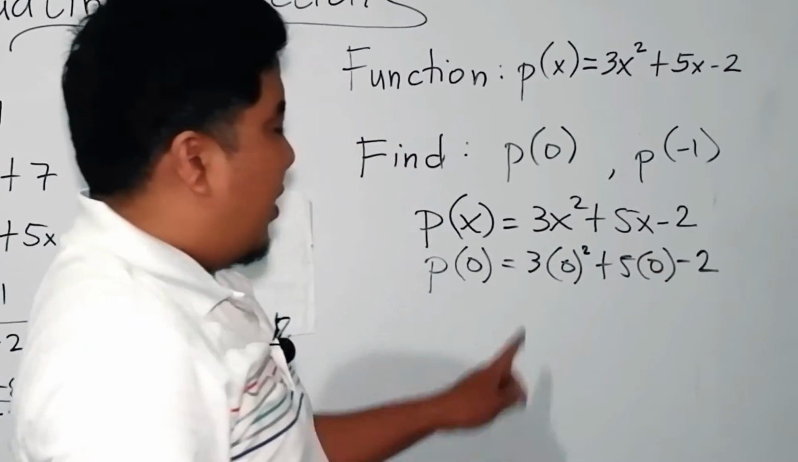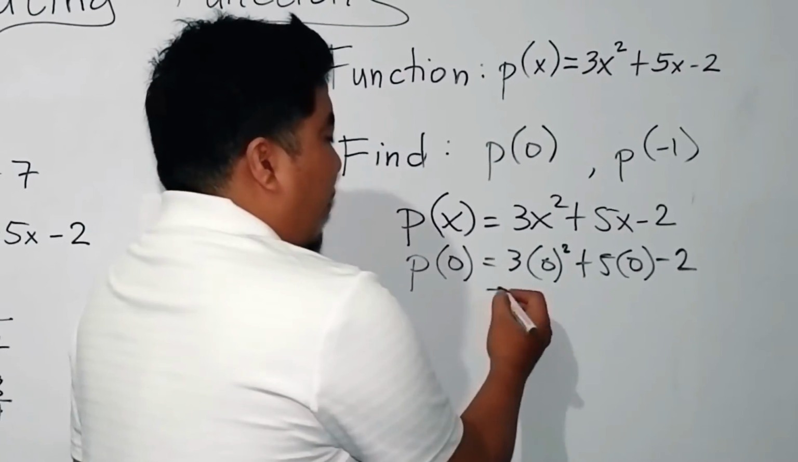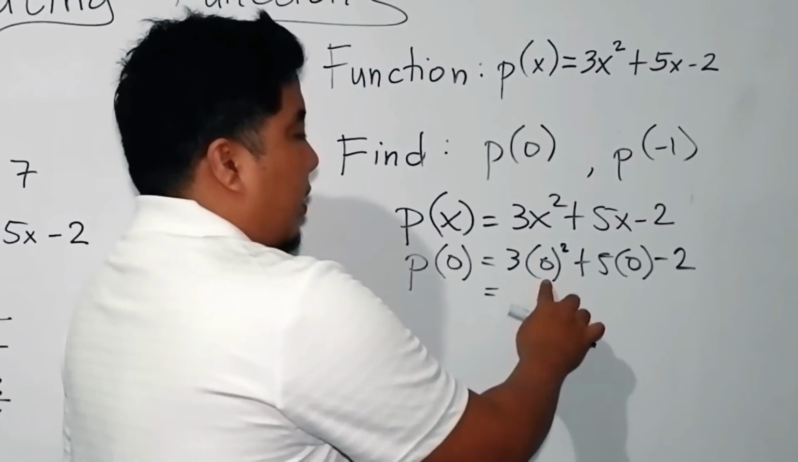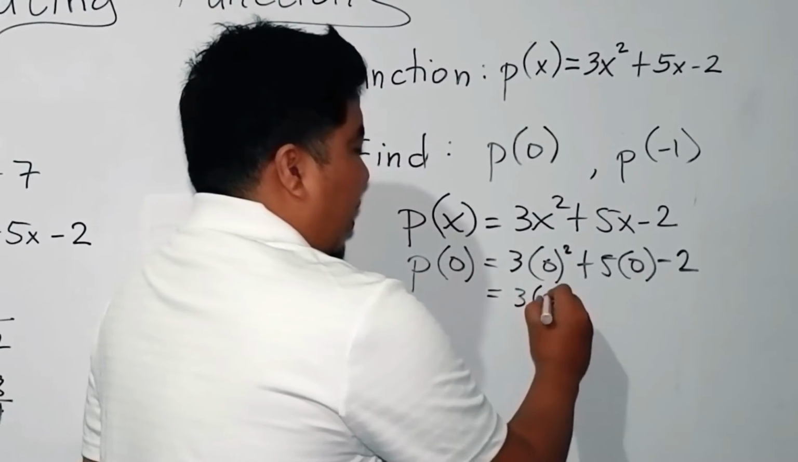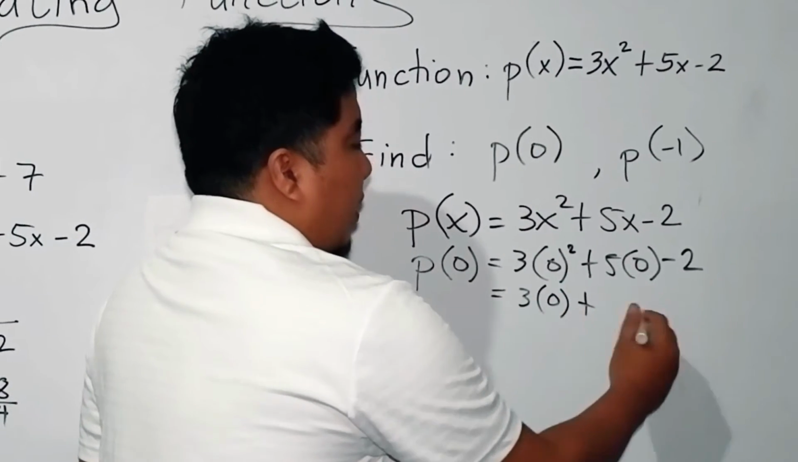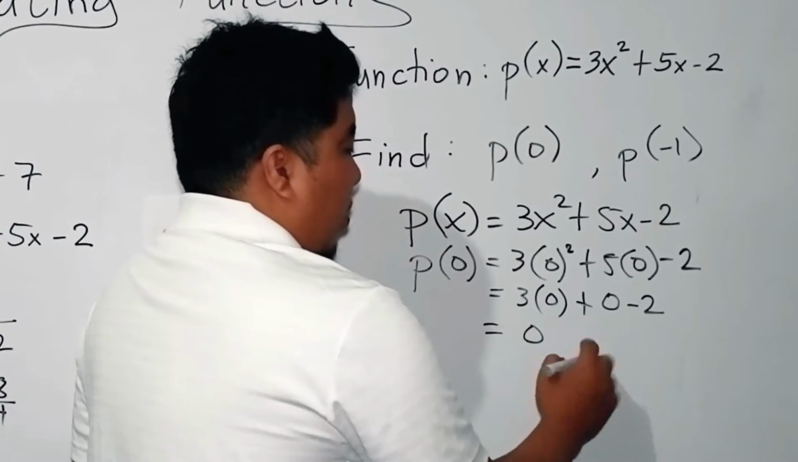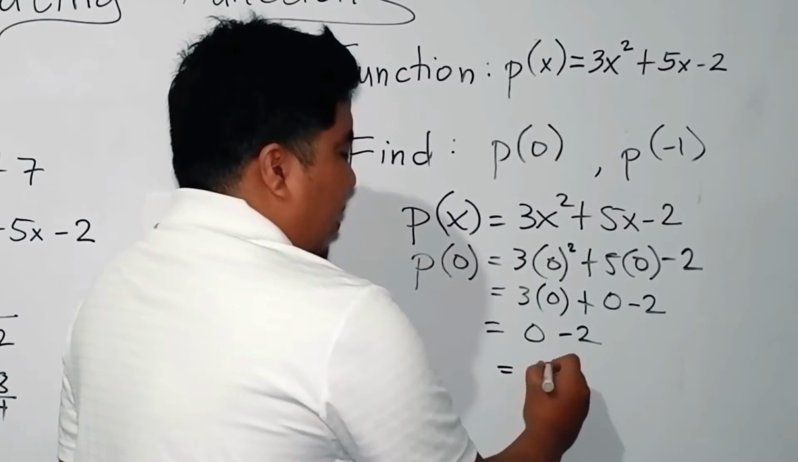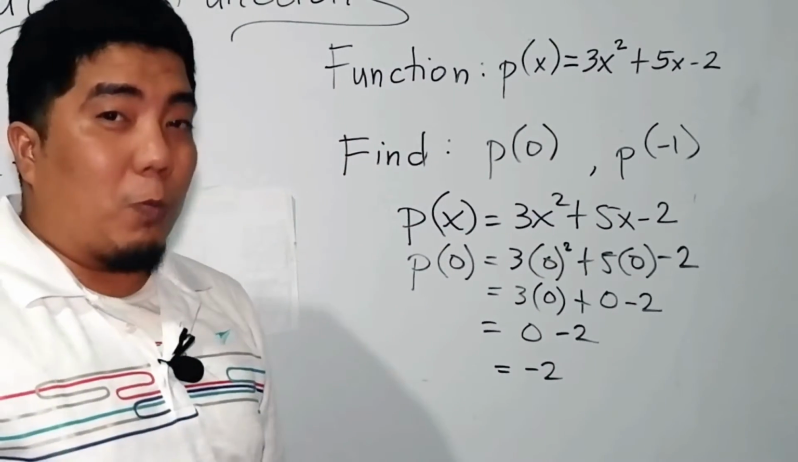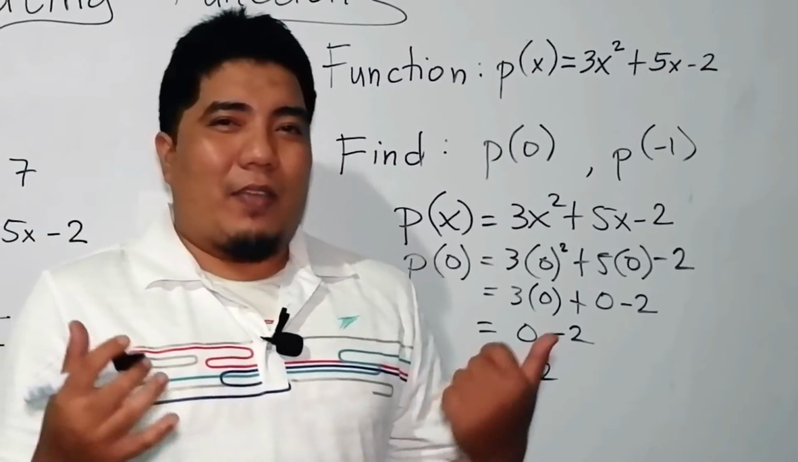Okay, so by doing so, that goes as 3 times 0 squared plus 5 times 0 minus 2. So we follow the PEMDAS rule. So we have 0 squared is still 0, so that is 3 times 0. 5 times 0 is 0 minus 2. So 3 times 0, that is 0. 0 minus 2, that is negative 2. So therefore, our final answer is negative 2. Okay, so p of 0 is equal to negative 2.